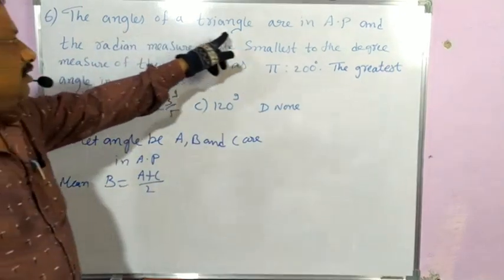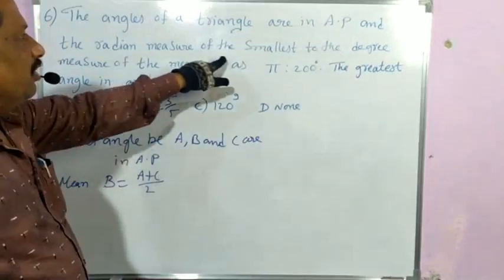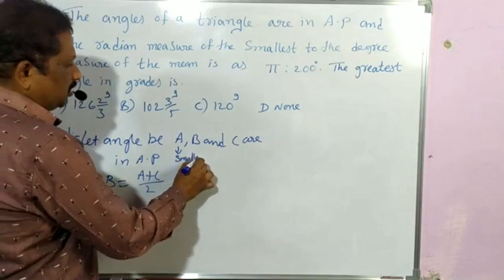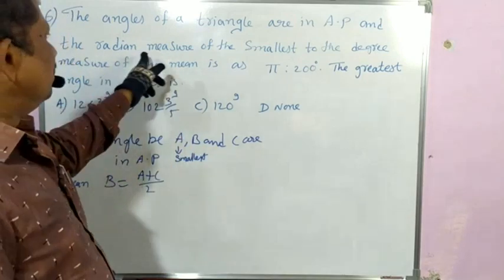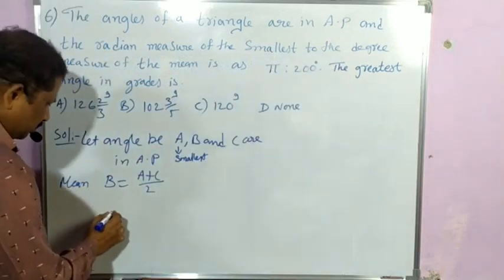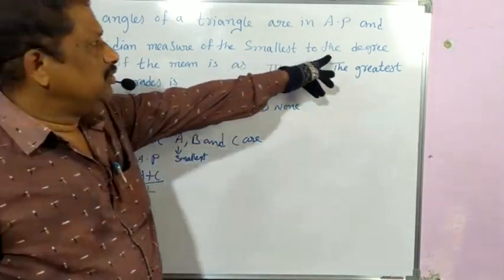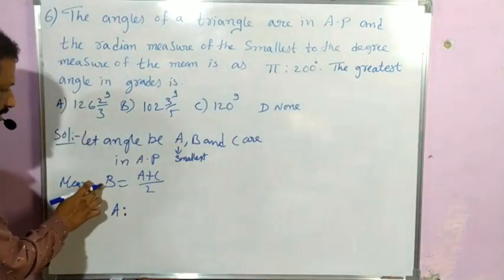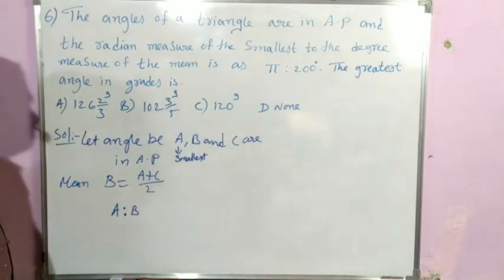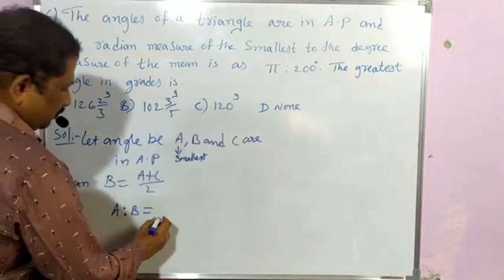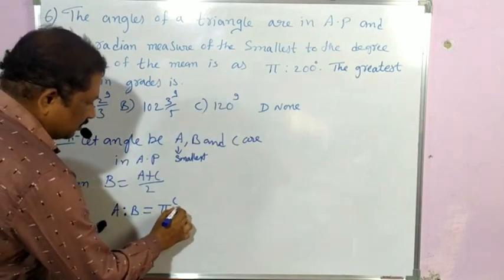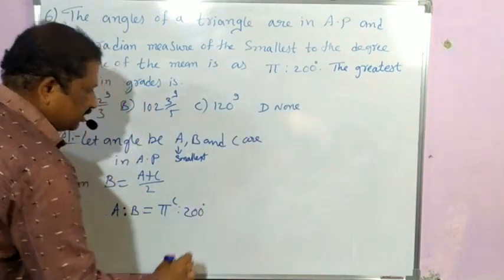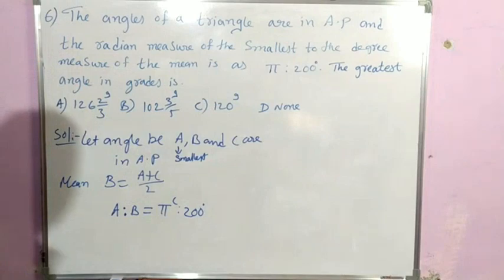Okay. So the angles of the triangle are in AP, and the radian measure of the smallest one, A, the smallest angle, to the degree measure of the mean, B. So the ratio you have to take. The smallest angle is given in radians and the mean is given in degrees, 200 degrees. Okay, clear? So these are the given things.